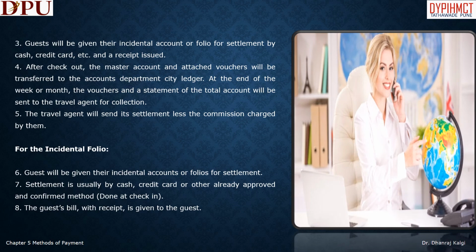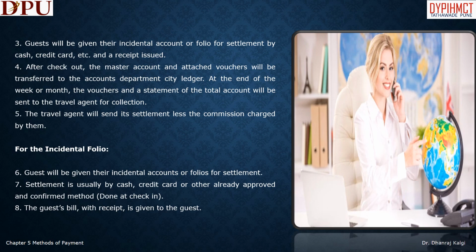3. Guests will be given their incidental account or folio for settlement by cash, credit card, etc., and a receipt issued. 4. After checkout, the master account and attached vouchers will be transferred to the accounts department city ledger. At the end of the week or month, the vouchers and a statement of the total account will be sent to the travel agent for collection. 5. The travel agent will send its settlement less the commission charged by them.